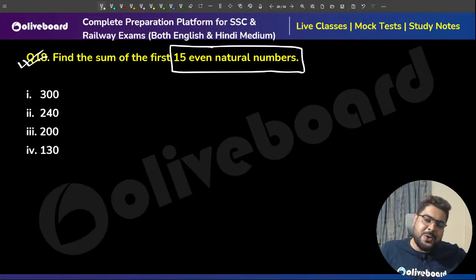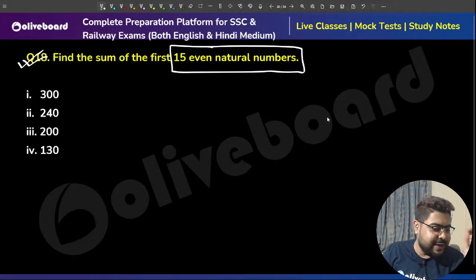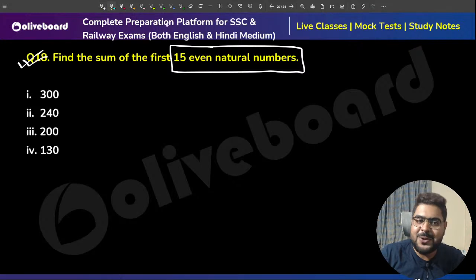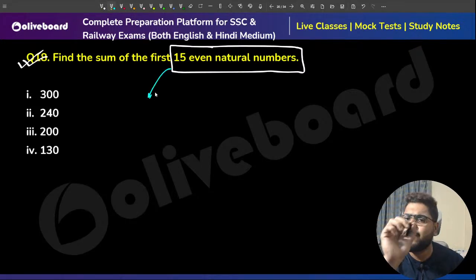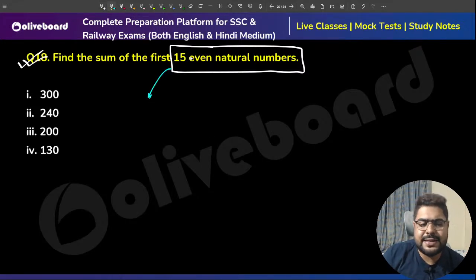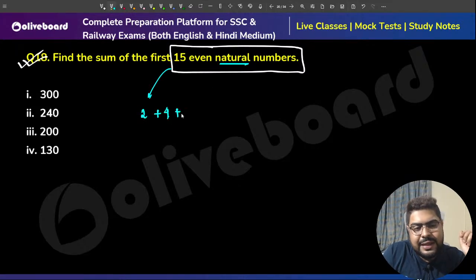Acha, if you don't know, there is a direct formula. But if someone is saying, sir, I don't know, I don't want to find out, we must find out. First 15 even numbers. Think like this. First even naturals: first is 2, then 4, then 6, then 8, till 15 terms, sir.